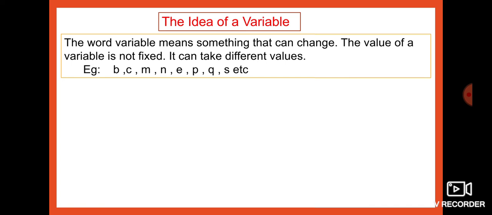You don't use the letter O as a variable because O represents 0 also, so you will be confused. You can use all the alphabets except the letter O. These are variables. They can change. Their value is not fixed. They can take any values.